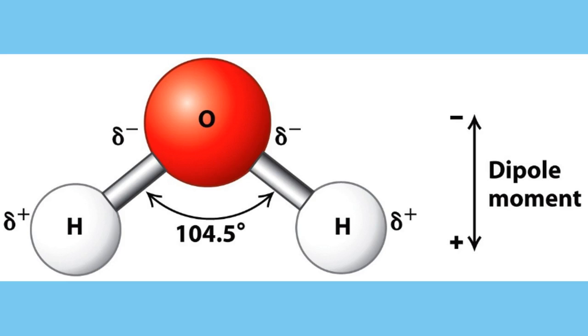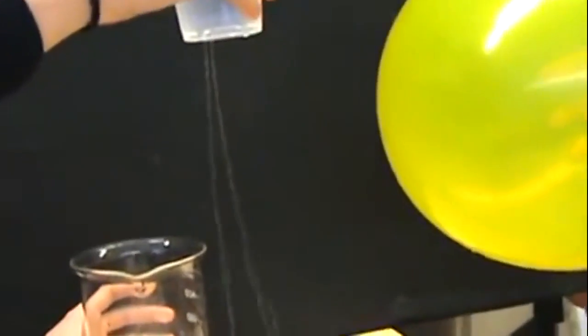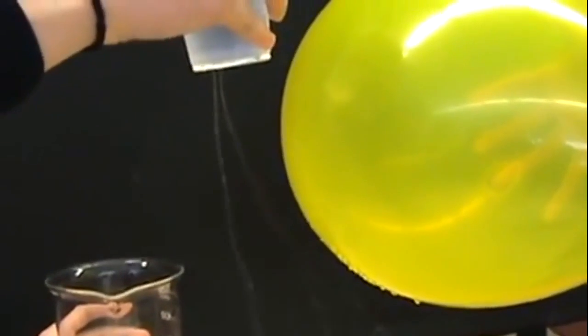This means that water is a polar molecule and the bonds between the atoms are polar covalent bonds. When you charge a balloon with static electricity, it will attract a stream of water. The slight positive charges on the water molecules are attracted to the negative charge on the balloon.